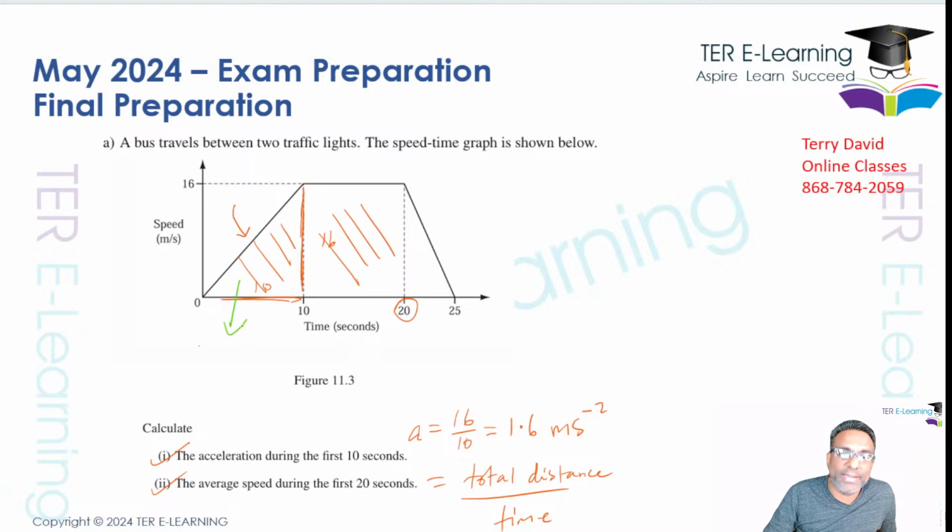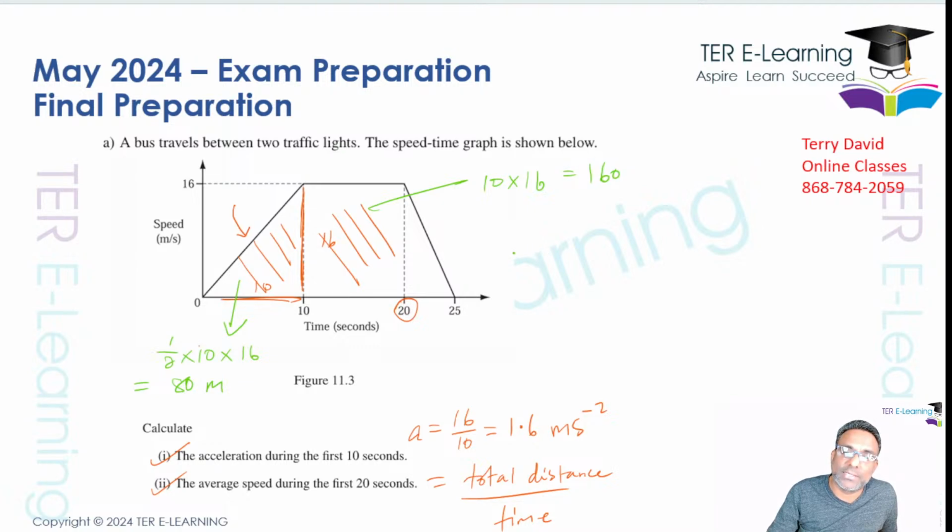So this area here is a triangle, so that's a half, multiplied by 10, multiplied by 16, right? So that's going to be what? Half of 16 is 8, 8 by 10 is 80. So this is 80 meters covered in the first 10 seconds. Then we're going to work out for the rectangle. So that's going to be 10 multiplied by 16, so that's going to be 160.